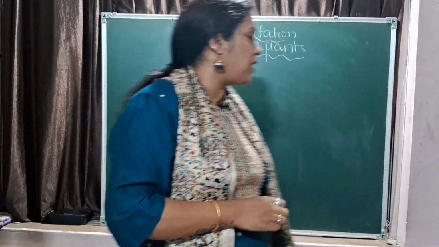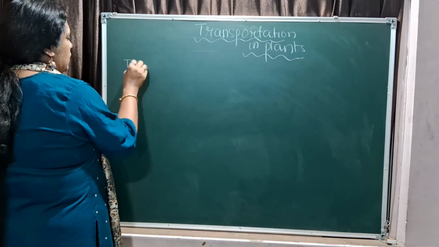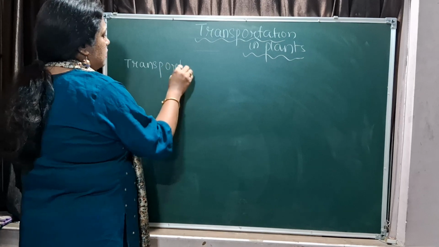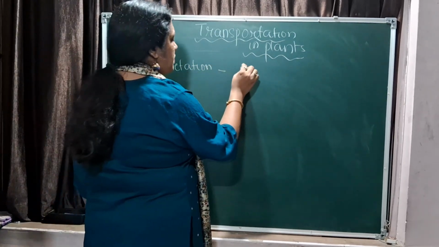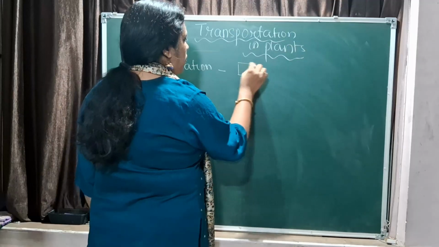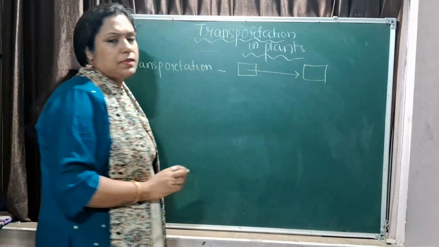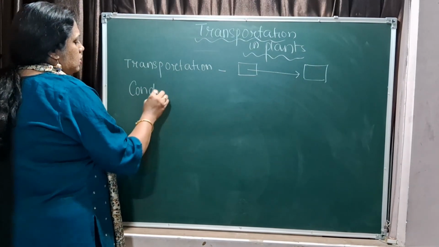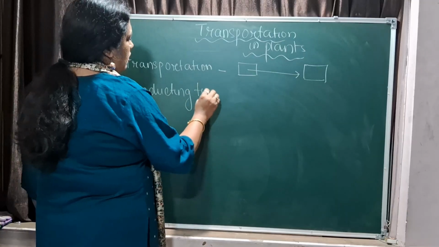Yes, so let us start with transportation. First of all, what is transportation? Transportation is movement of one substance from one place to the other place. Plant has got the conducting tissues. What are conducting tissues in plants?